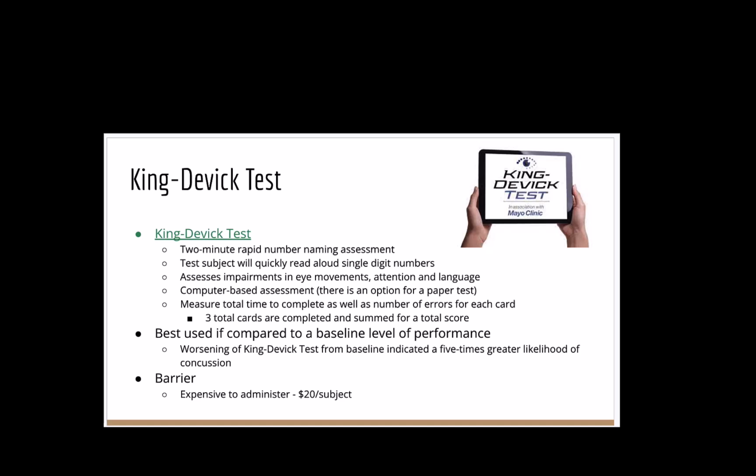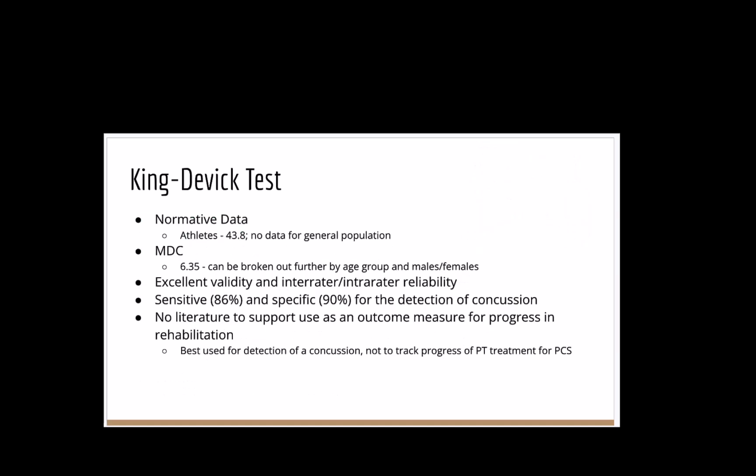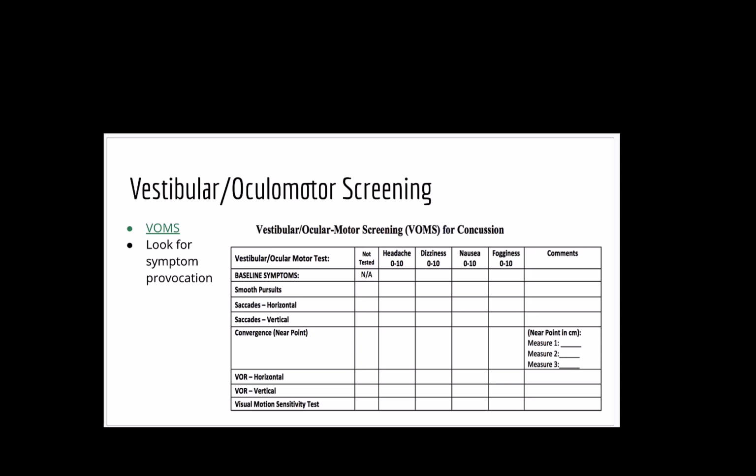So the VOMS test is much more indicated because it has clinical utility in helping to reliably track how a patient is recovering with regards to their ocular motor issues. Okay, so again, the King-Devick is better for detecting a concussion, but not really used as an appropriate outcome measure for progress in rehab. For that, I would highly recommend the VOMS instead.